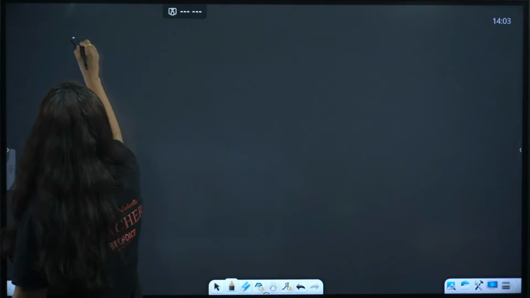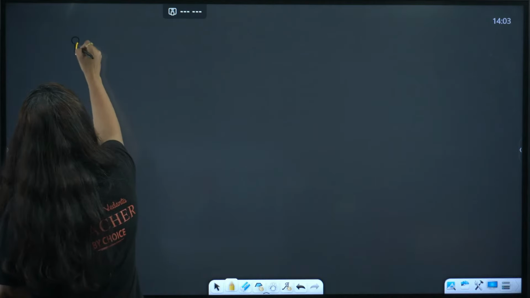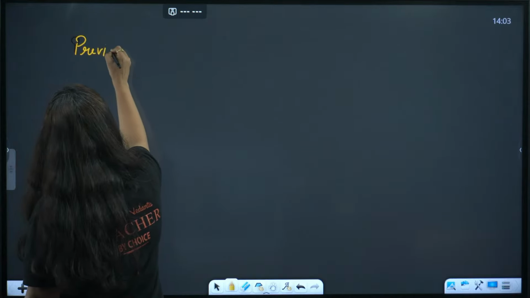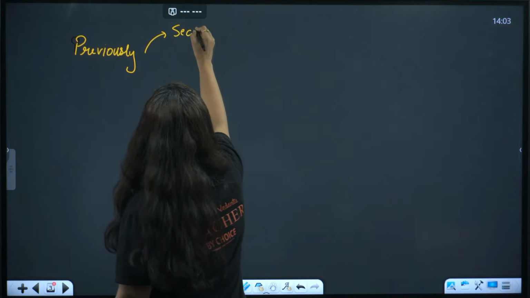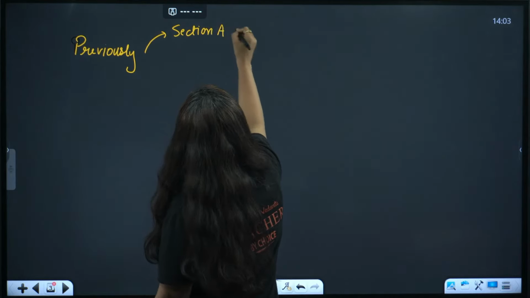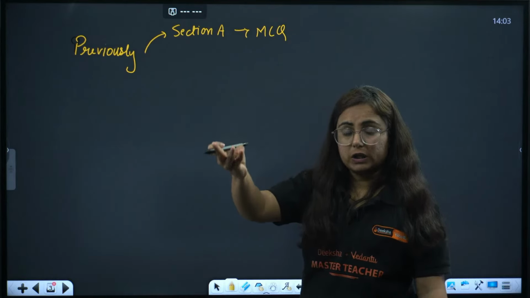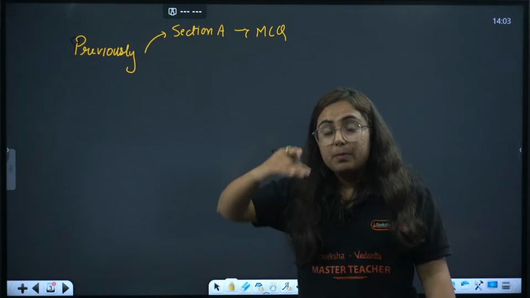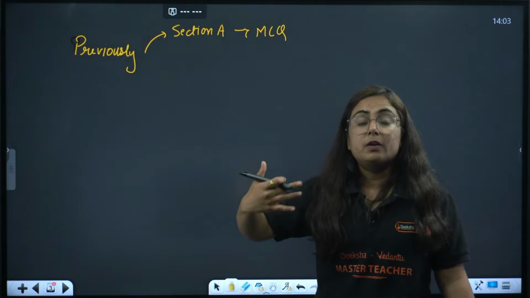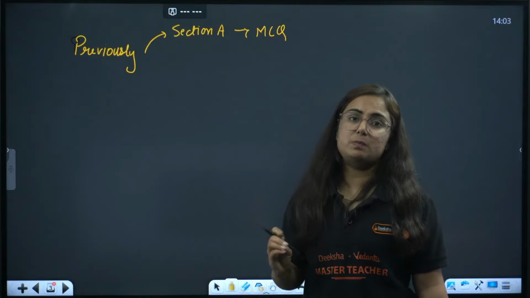Pay attention here. If I talk about the previous pattern, previously you were getting sections like Section A. This Section A dealt with all the MCQs from history, geography, civics and economics. I know everyone is aware of that. But we are going to practice a sample paper completely today, so we must be aware of this.